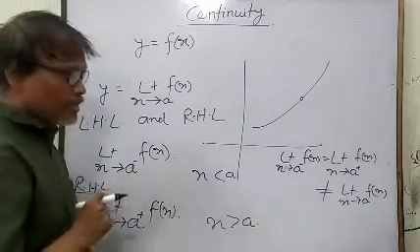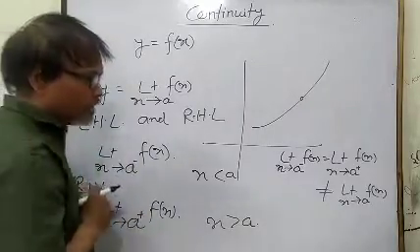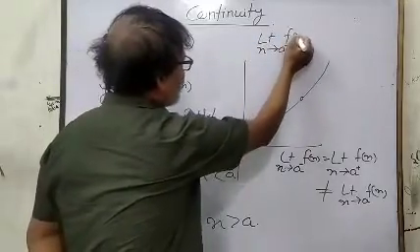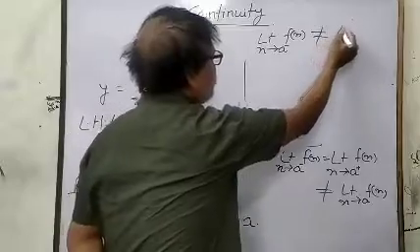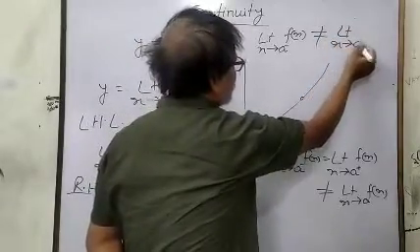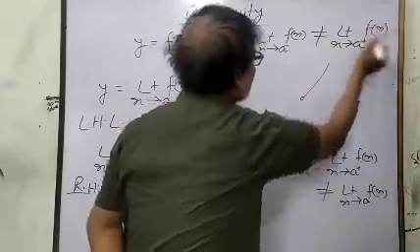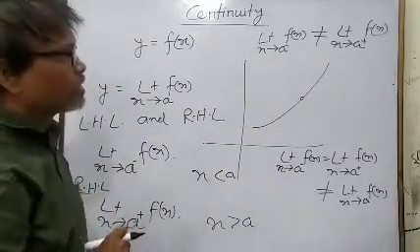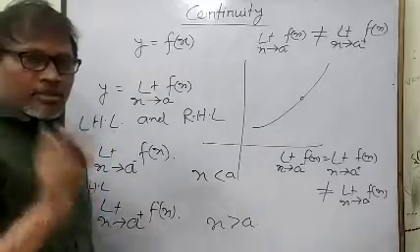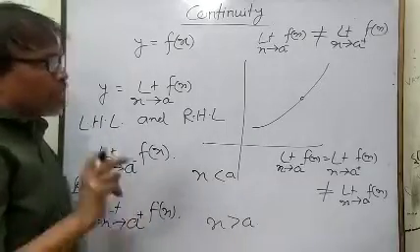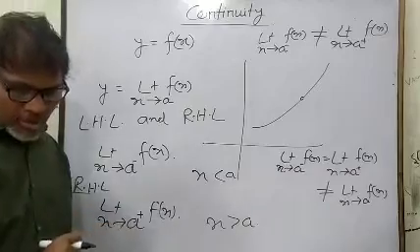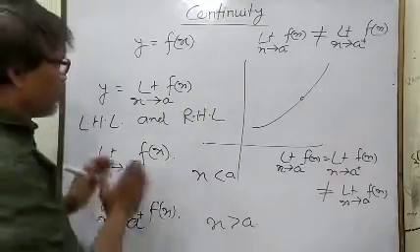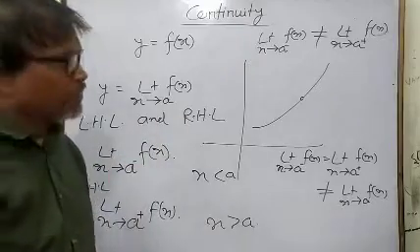But non-removable discontinuity is when limit x tending to a minus f(x) is not equal to limit x tending to a plus f(x). It means if left hand limit and right hand limit are not equal, then we will say that this discontinuity is the non-removable discontinuity. I will tell you some questions based on the continuity and discontinuity.